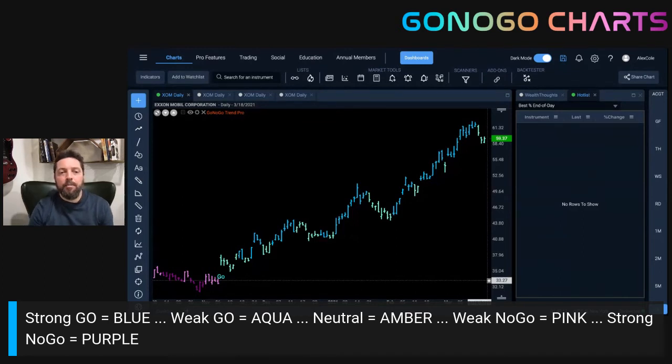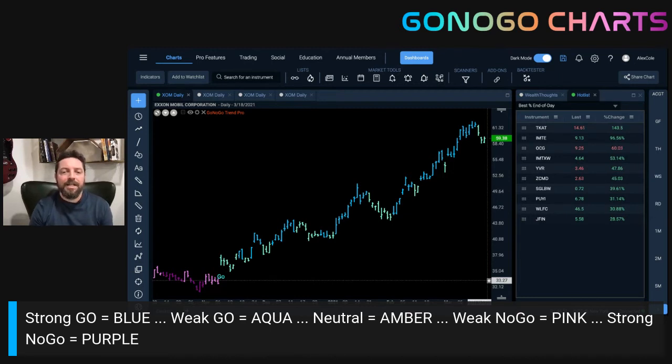If you see an amber bar on these charts, that's a neutral bar, and we call it a go fish bar. There's a Jesse Livermore saying that says there's a time to go long, a time to go short, and a time to go fishing. So we like to call these the go fish bars. There's no trend clearly identified, so the GoNoGo Trend indicator paints the bar amber.